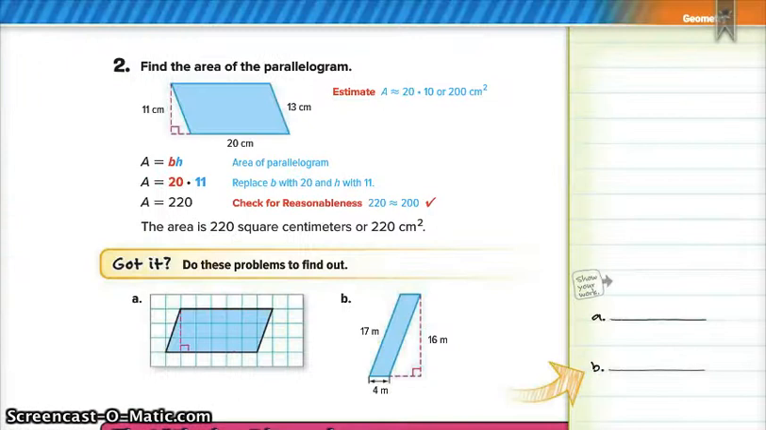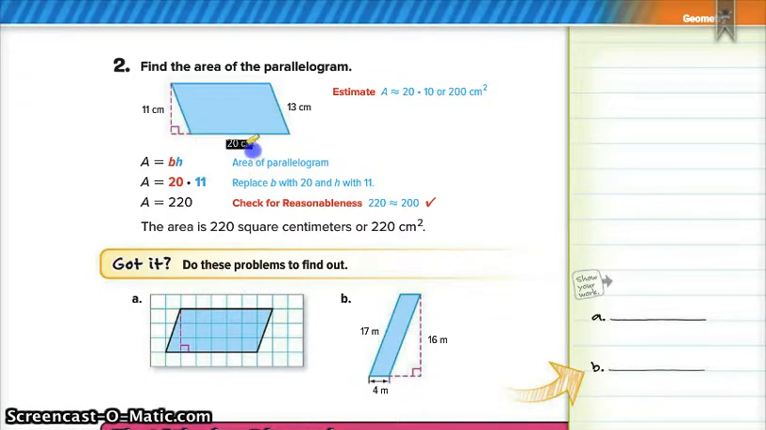Now we're going to get into an actual example where it's not drawn on a grid, and you're given three different measurements or three different numbers, and you need to be able to identify and use the correct number in order to help you be successful in finding the actual area of your parallelogram.